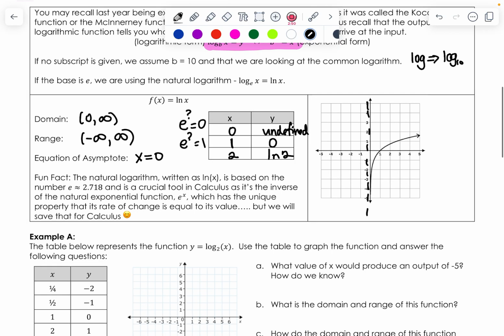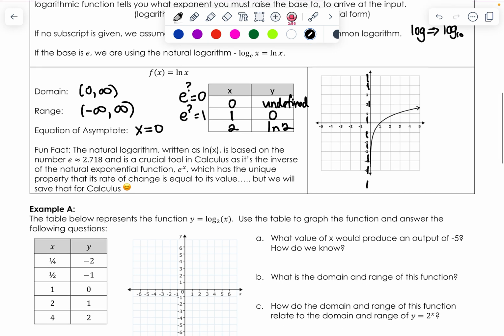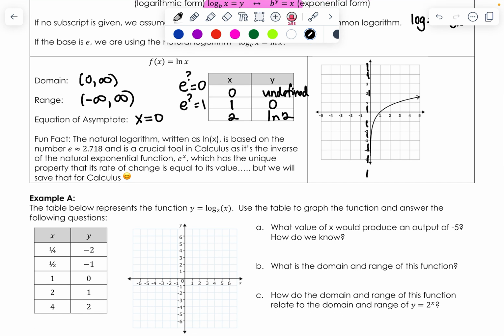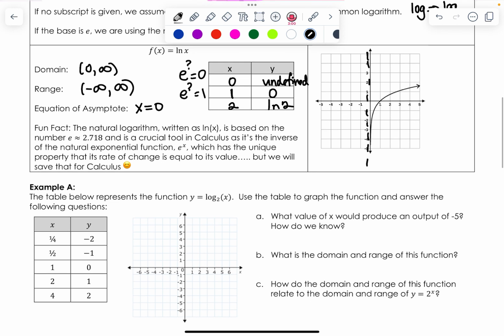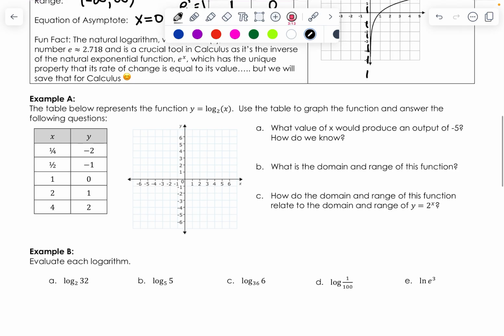So the natural logarithm, written as ln x, is based on the number e, which is about 2.718, and is a crucial tool in calculus, as it's the inverse of the natural exponential function e to the x, which has a very unique property that the rate of change is equal to itself, which we'll save for calculus.